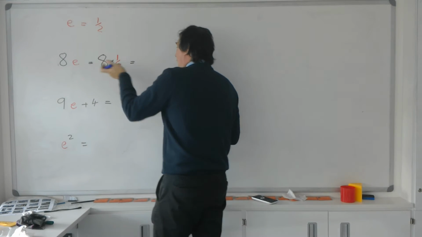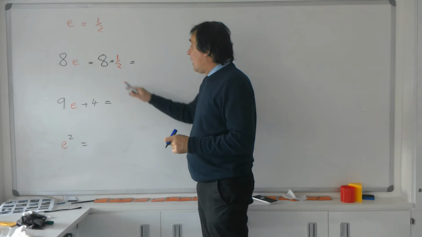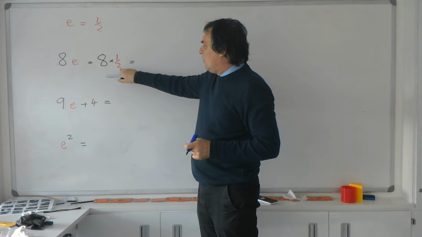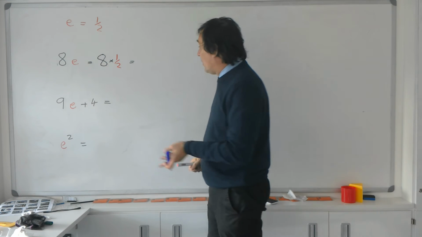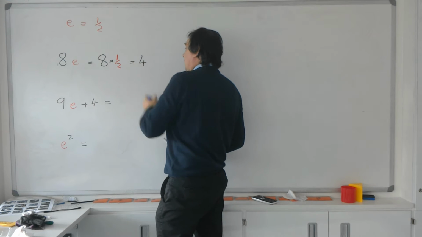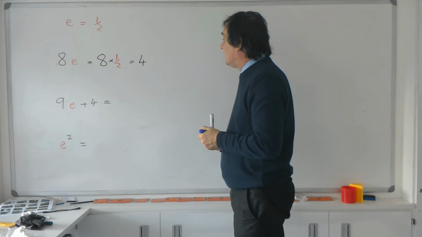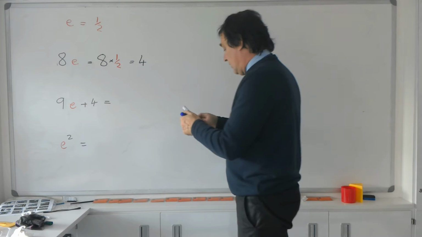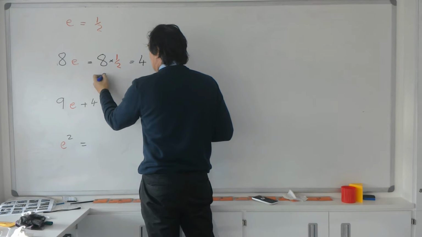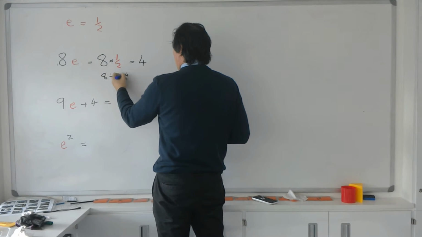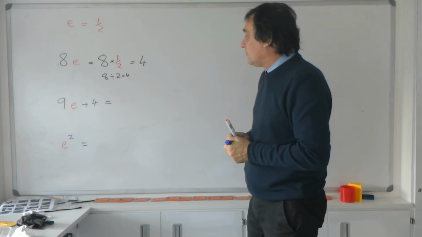So in other words, a half of 8. Remember, if you've just got a number on the denominator there, 8 divided by 2, and that just gives us an answer of 4. So 8 times a half is 8 divided by 2. We'll put a little note there, 8 divided by 2 equals 4. Get to the same place.